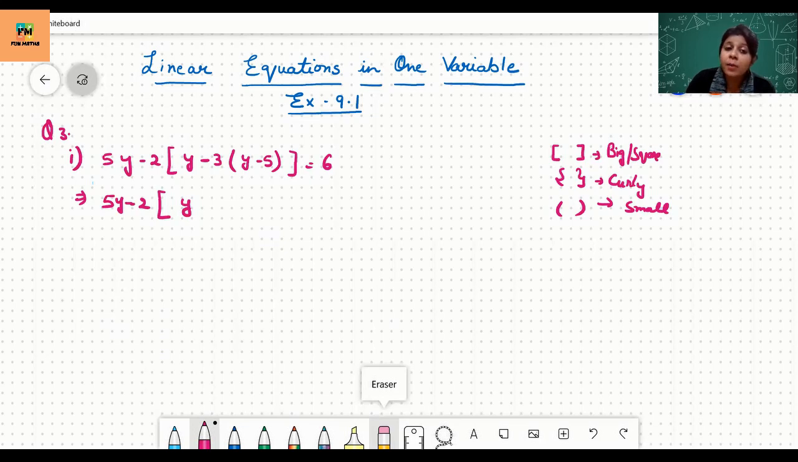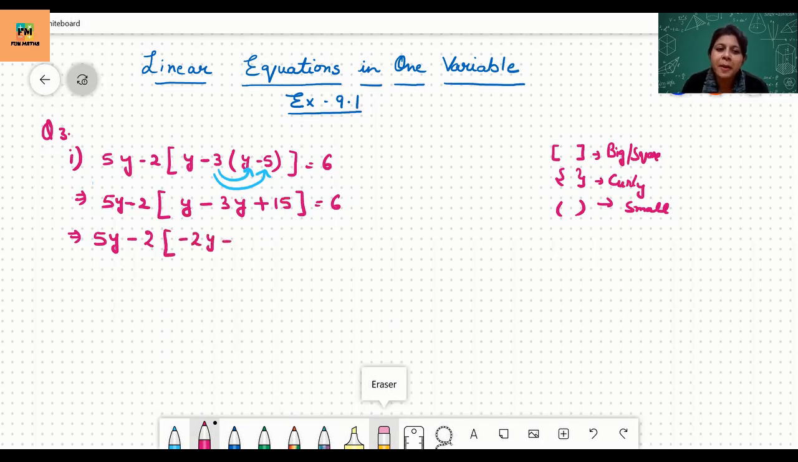Now this is the small bracket, with this the number -3 attached. तो bracket open करने का process हम सबको पता है, simply multiplying. So y, now -3 is getting multiplied by y, so it would be -3y, -3 multiplied by -5 would be +15, is equal to 6. अब क्या करना है, बिग ब्रैकेट ओपन करना है। तो बिग ब्रैकेट को ओपन करने से पहले देख लेते हैं इसके अंदर अगर कुछ सॉल्व हो पाए। Yes, we can solve. y -3y -2y +15 is equal to 6.